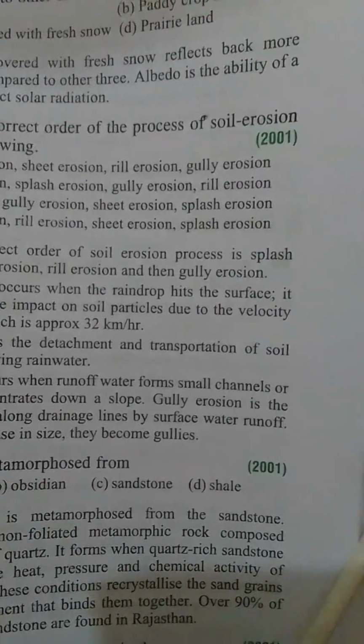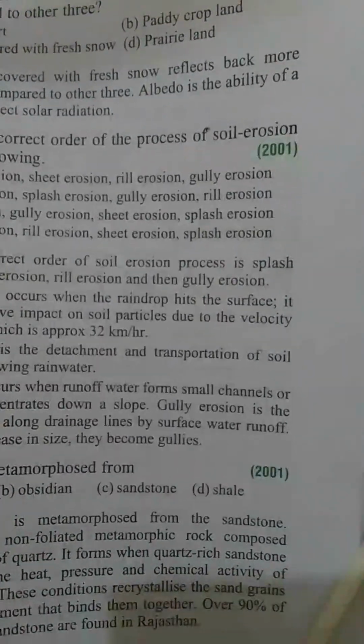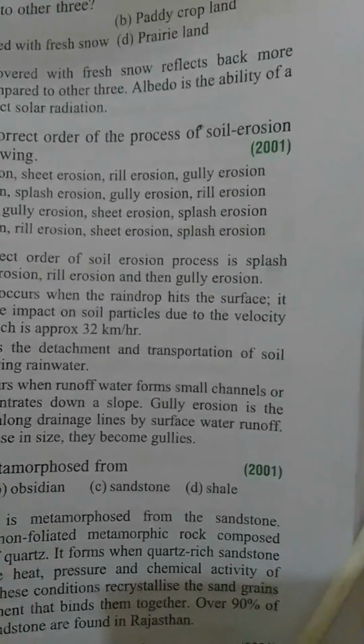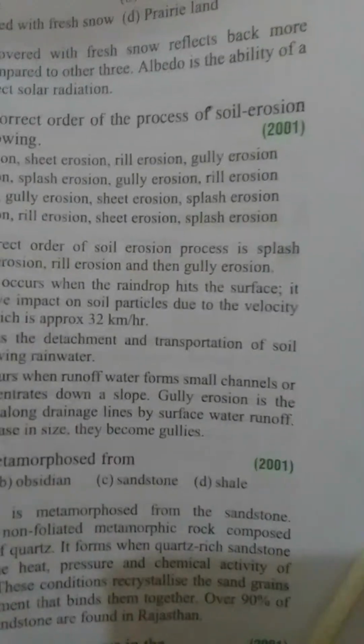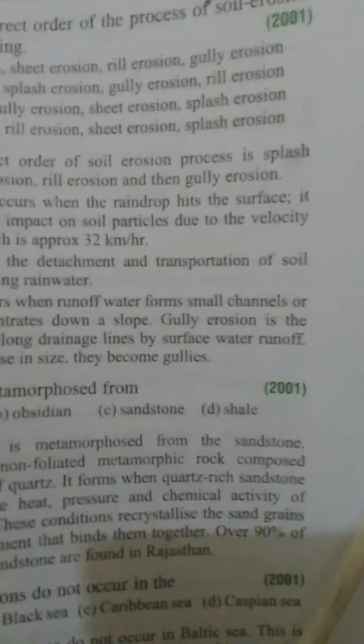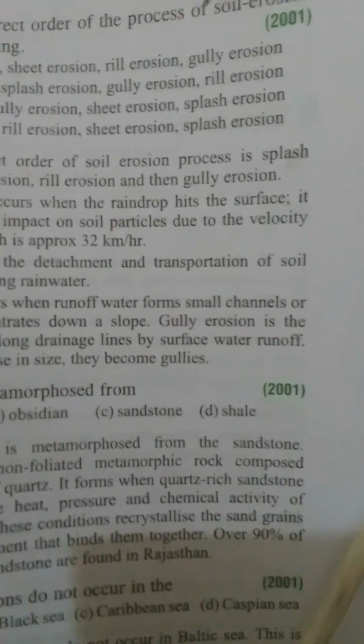Reflected solar radiations. Land covered with fresh snow reflects back more sunlight as compared to other things. Albedo is the ability of a surface to reflect solar radiations. Fresh snow. Identify the correct order of a process of soil erosion.